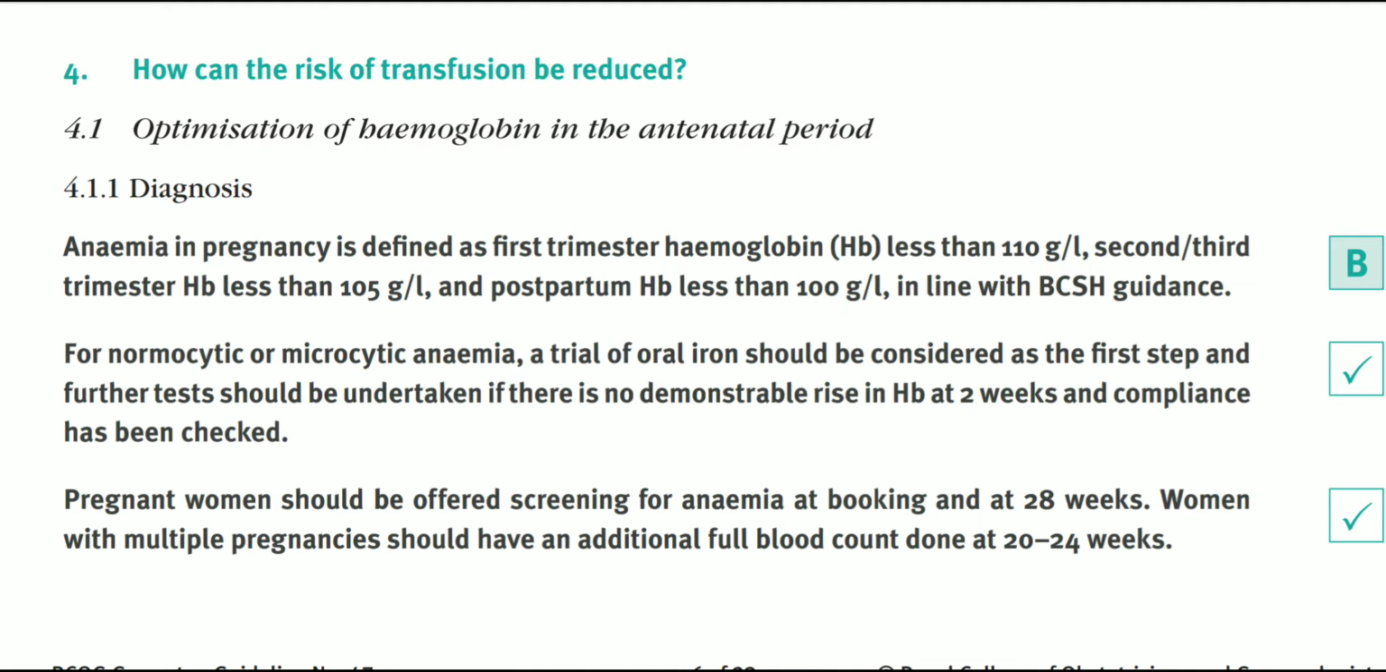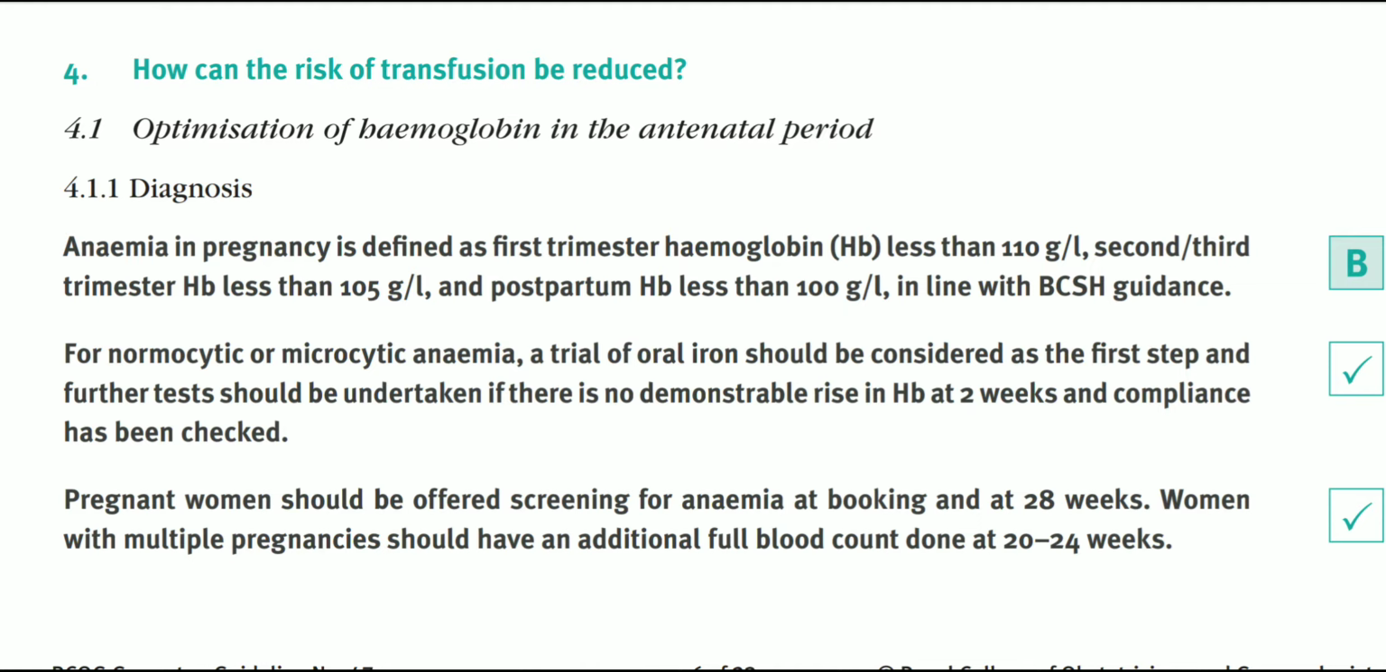For normocytic or microcytic anemia, a trial of oral iron therapy should be considered as a first step, and further tests should be undertaken if there is no demonstrable rise in HB at 2 weeks and compliance has been checked. If it is microcytic and hypochromic, or microcytic and normochromic anemia, then we can give the patient oral iron, and the HB level is checked after 2 weeks. So a trial of oral iron is given.